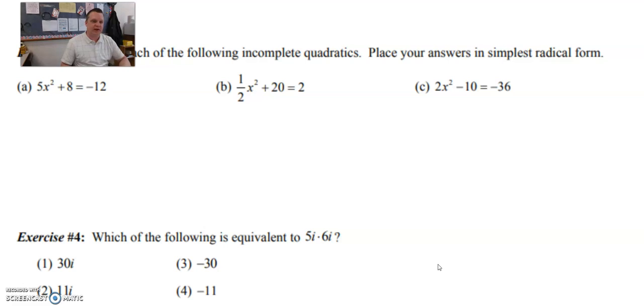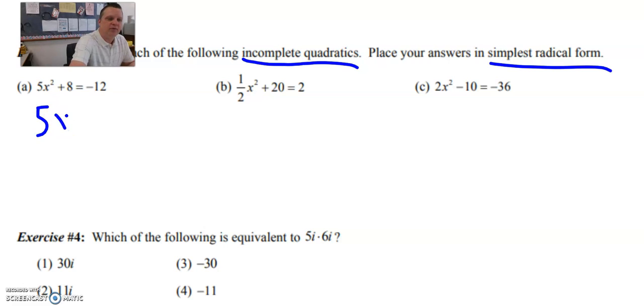And here's some more quadratics when you're solving. Again, there's no b term. So that's why they call it an incomplete quadratic. An incomplete quadratic means that it's just ax squared plus c. There's no bx term. And we want to make sure that they are in simplest radical form, not a decimal. Okay, simplest radical form. So what do we have here?